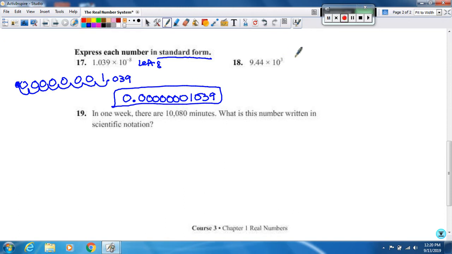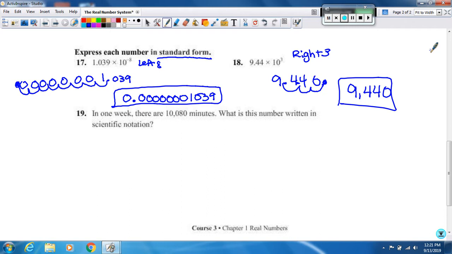And this one is positive, so it's saying right 3. So 9.44. When you go to the right 3, you have to put a 0. The decimal is going to be at the end. So 9,440 is going to be the answer on that one.